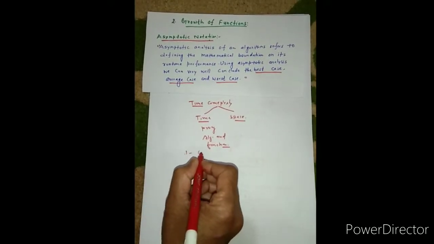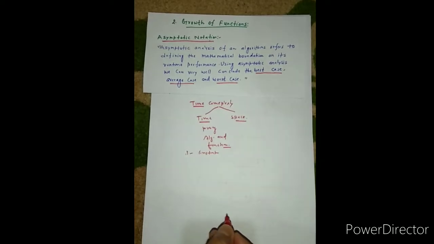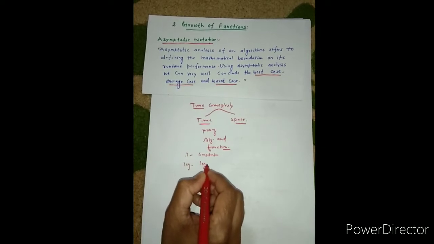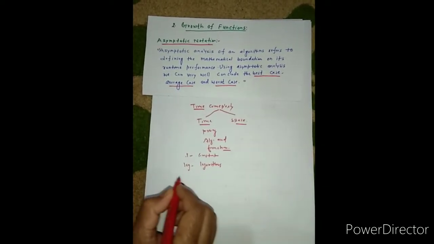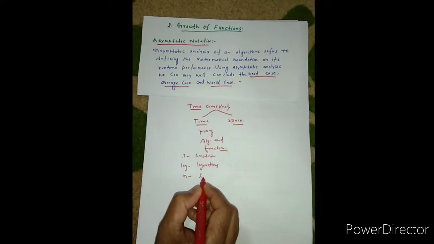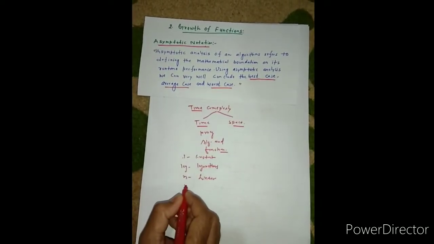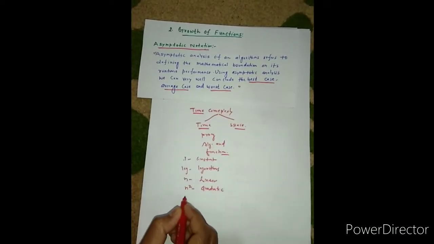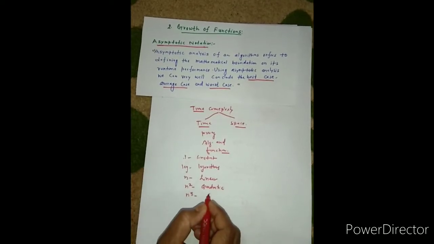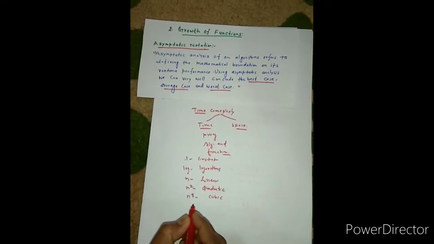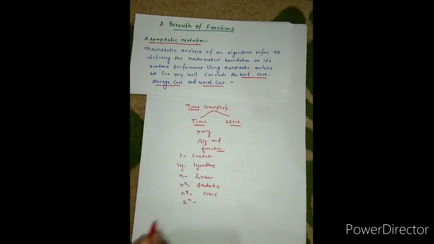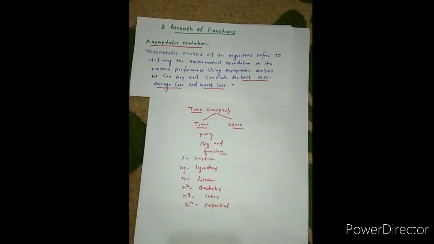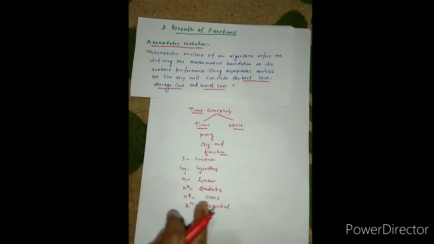Time complexity may be constant. Constant means 1. Time complexity may be log, that means it is logarithmic. Time complexity may be n, so it is linear. Time complexity may be n square, that means quadratic. Time complexity may be n cube, that means cubic. Or time complexity may be 2 to the power n, that means exponential. So these are the time complexities.